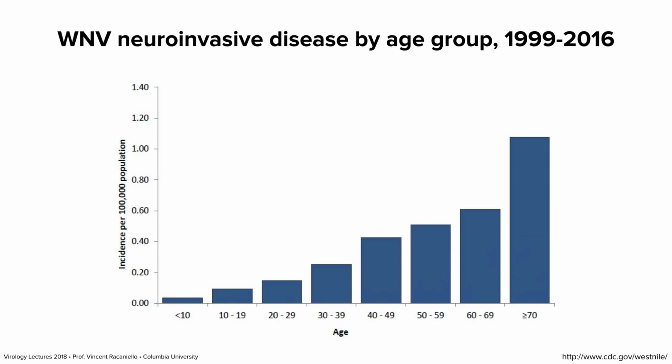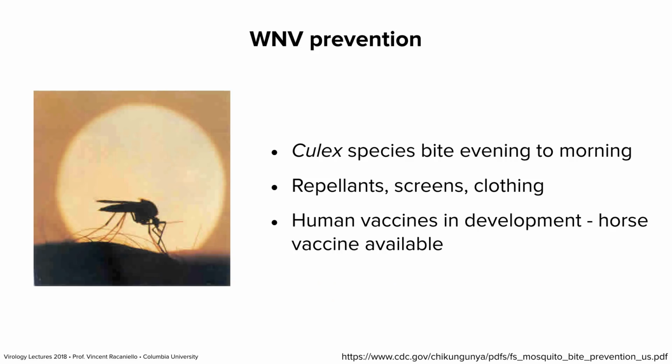And finally, neuroinvasive disease by age group. You can see it increases as you get older. It's the greatest in people over 70. And this presumably reflects declining immune defenses, is a good reason to have a vaccine that would protect you for life. At the moment, the only way we can prevent this infection in humans is by looking out for mosquitoes.